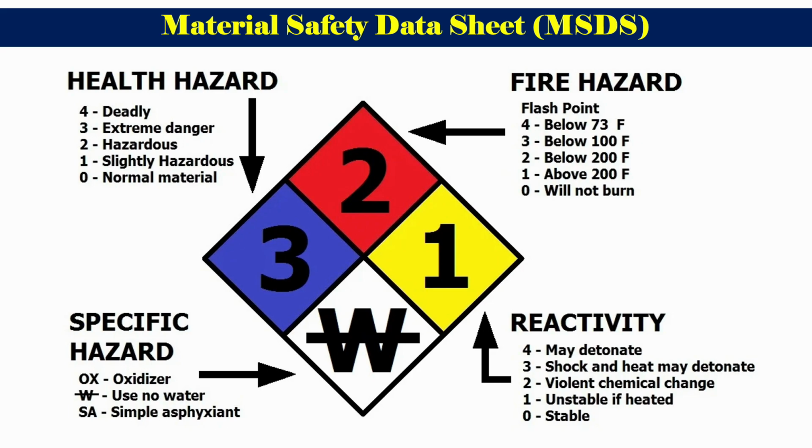And in MSDS, another symbol is generally used, W with a cross or strike through. So these are called specific hazards. OX means oxidizer, W with strike through means use no water, and SA means simple asphyxiant, a substance or mixture that displaces oxygen in the ambient atmosphere.